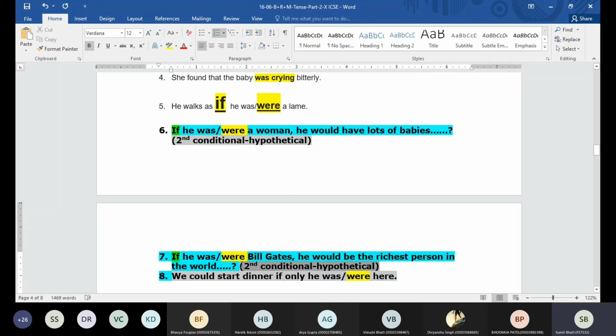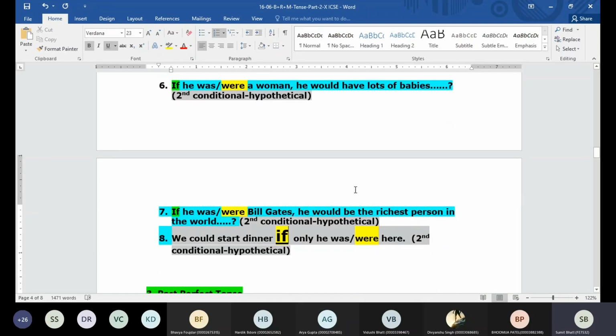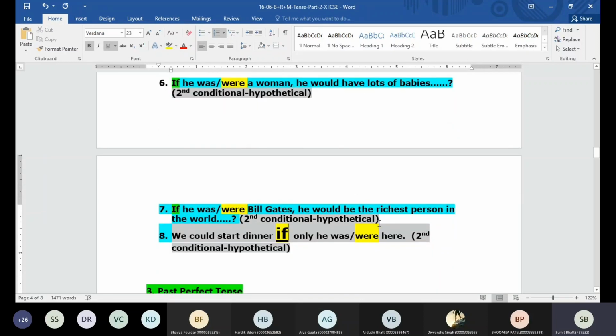We are being hypothetical, guys. Second conditional we have. So whenever we have a sentence with if, chances are we are referring to a conditional. If if is there, that means conditional is there. Don't go for was in this case. Go for were.